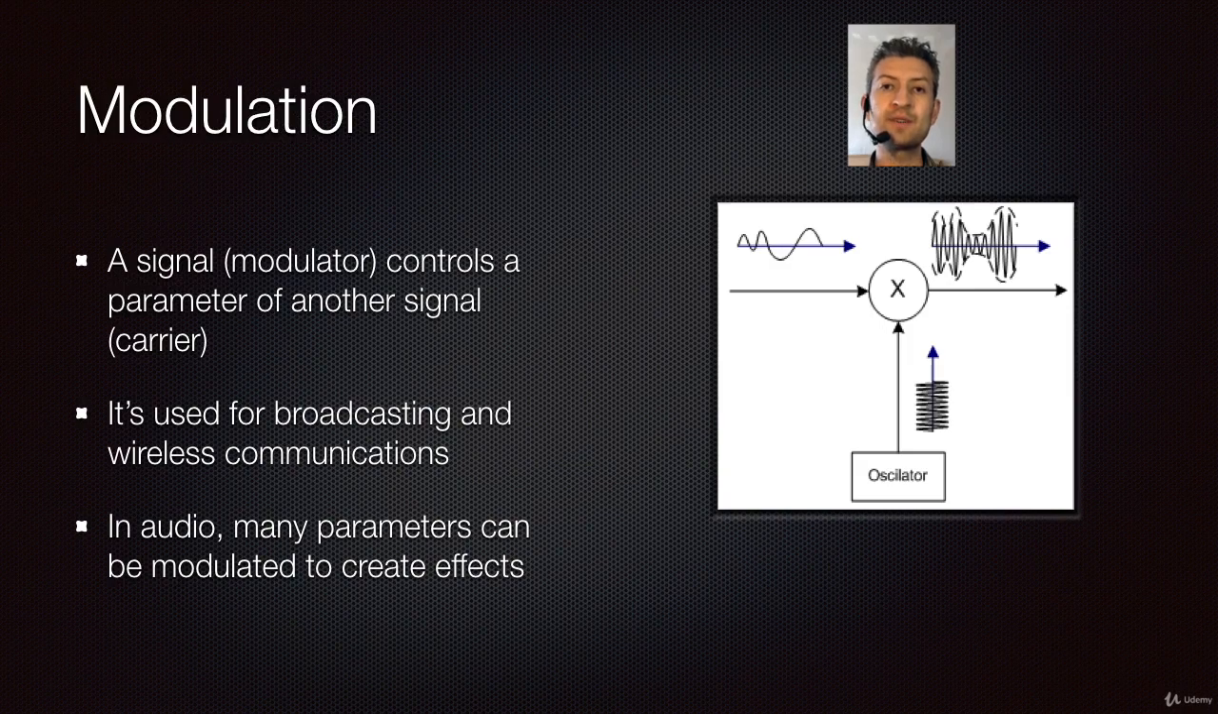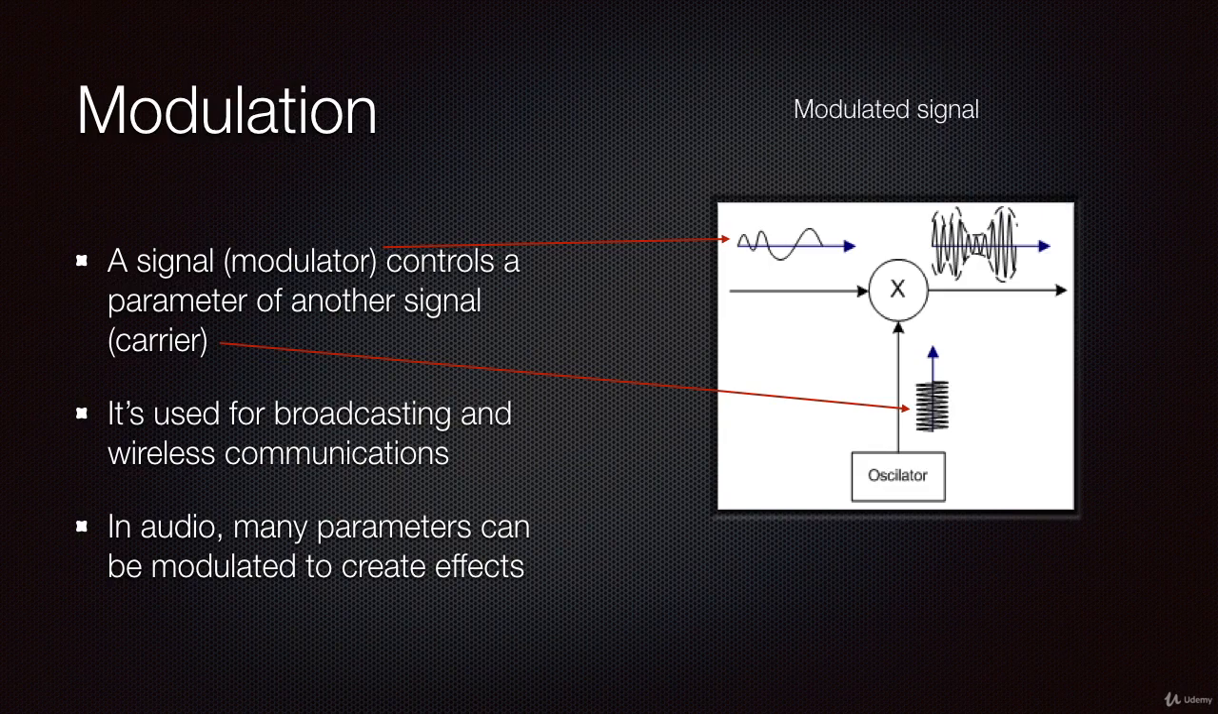This control signal is called modulator, as it will modulate the other signal, and the signal that gets controlled or modulated is named carrier. So we will have a carrier and a modulator. When these two signals get combined, we get a kind of mixed signal, as we can see in the image.